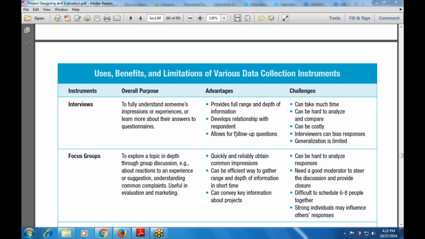Then what are the various advantages over here? That is, we can quickly and reliably obtain the common impressions, it can be an efficient way to gather information, the range and depth of the information, and can convey information about the project.